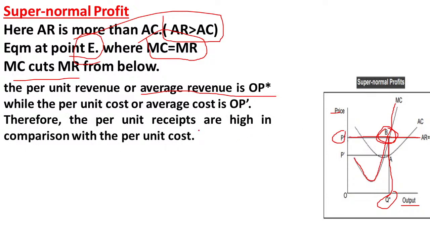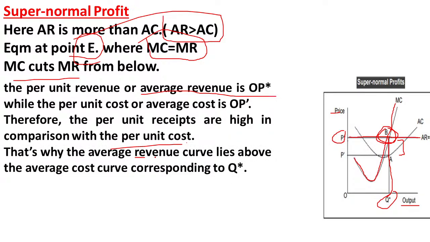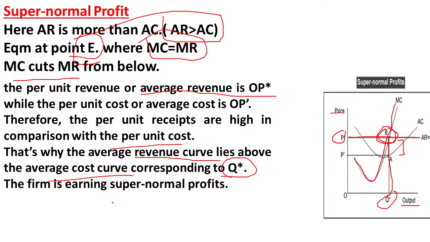Therefore the per unit receipts are high in comparison with the per unit cost. If you observe, here is the cost curve, and here is the average revenue curve. Since the average revenue curve is above the average cost curve, the firm is going to earn a higher level of profit. This is known as the supernormal profit. The average revenue curve lies above the average cost curve corresponding to Q star, so the firm is earning supernormal profit here.